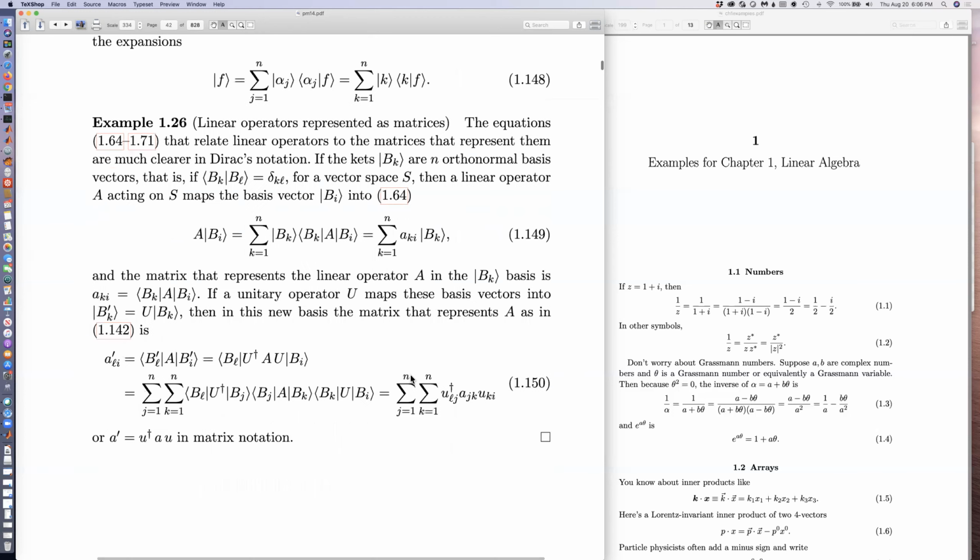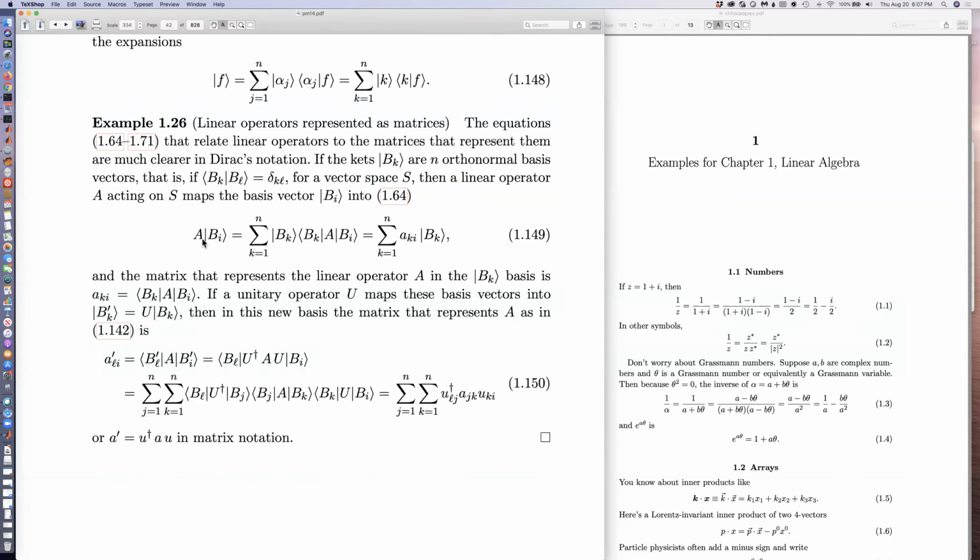And this is probably worth plodding through. Namely, let's just look at it here. A on a vector, an orthonormal basis, say b_i, what is it? Well, we can multiply from the left by the identity operator, and then we get this expression. We can then identify this number with a sub ki. We can just call that a sub ki.